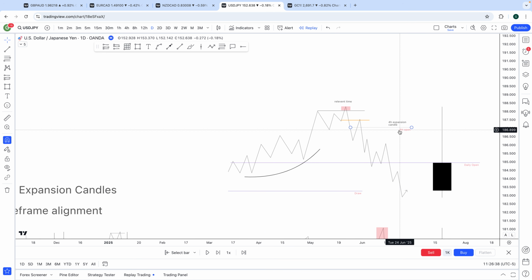And the rule is you need to trade a 4-hour expansion candle. If this candle can't be an expansion candle, then we must have a 4-hour expansion candle basically supporting the idea of expansion away from this manipulation. Okay.